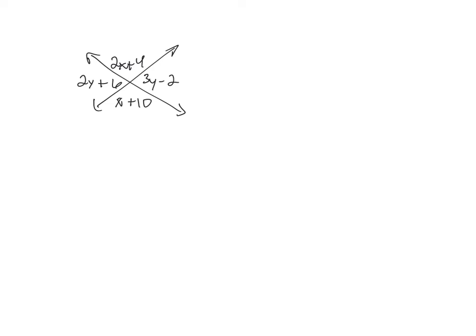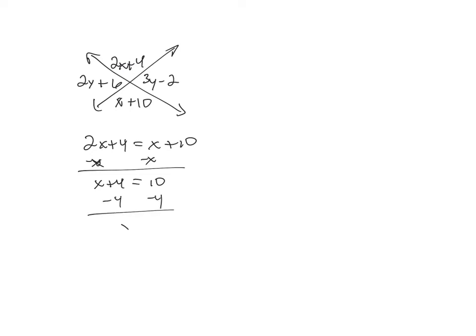So I look at the 2x plus 4 and the x plus 10. They are vertical angles, so they're congruent, or they're equal. And then we just solve the equation. And then do the same thing for the y part.